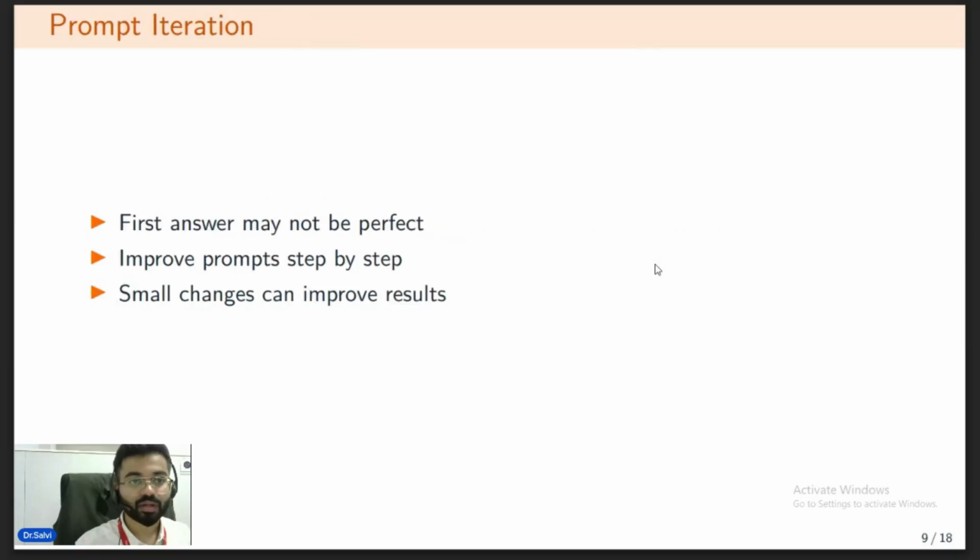Now let us talk about iteration. The aspect of prompt iteration is very, very important. Here, as I said, we have to treat it like a conversation, and this conversation might not be perfect right from the first answer. The first answer that I get from ChatGPT might not be perfect. It is going to improve step by step, and that is what we saw.